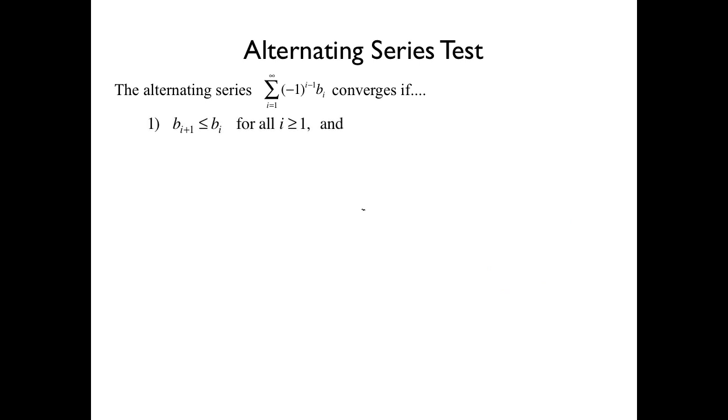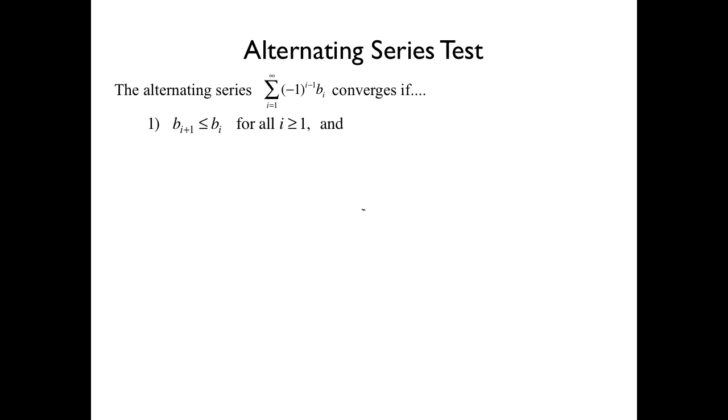Okay, so now let's talk about the alternating series test. The alternating series converges if two things. If you have an alternating series, there's two things that are required for it to converge. First is, remember now just b_i, those are all positive, right?